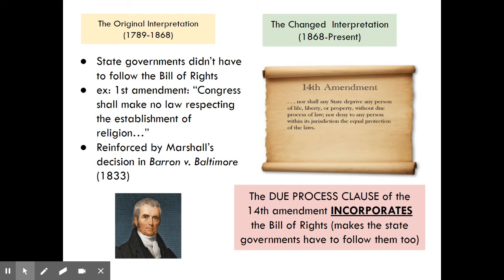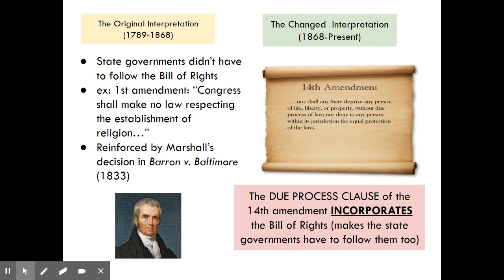The clause is referred to as the due process clause because you see it says due process of law. And what that does is it incorporates the Bill of Rights. This is the fancy AP government related term that essentially just means making the state governments have to follow those rules and protect those freedoms of its citizens, just like the federal government had always had to. So incorporates just means the states now also have to guarantee their citizens those freedoms.